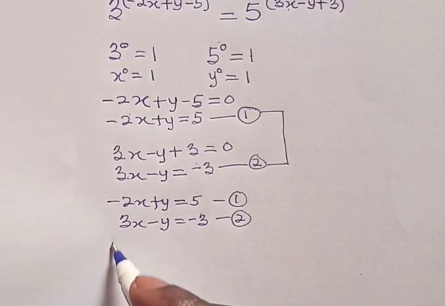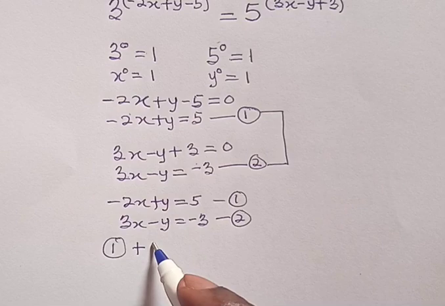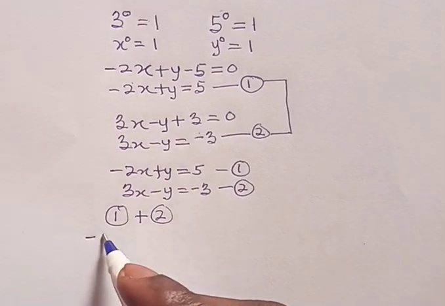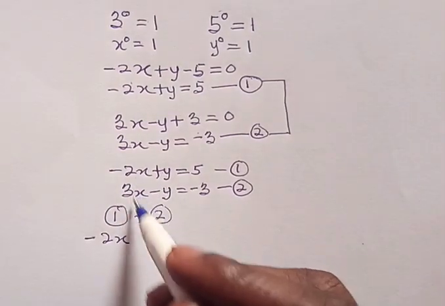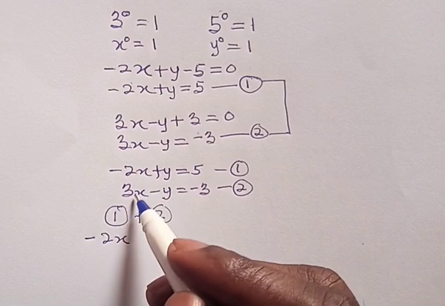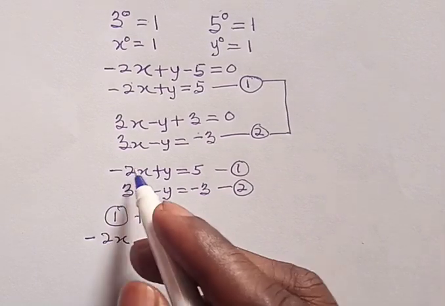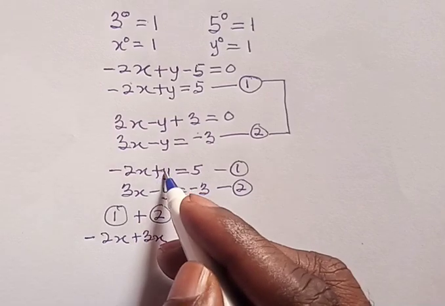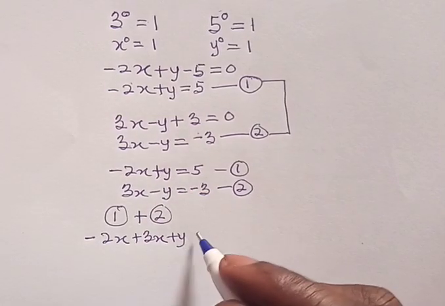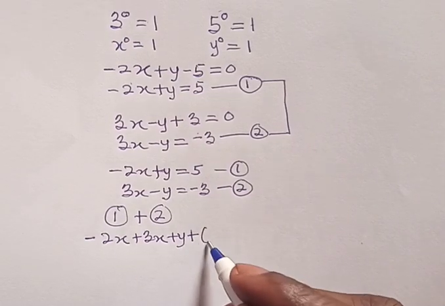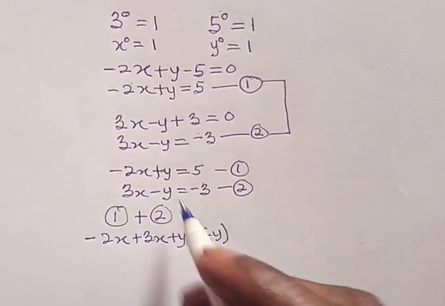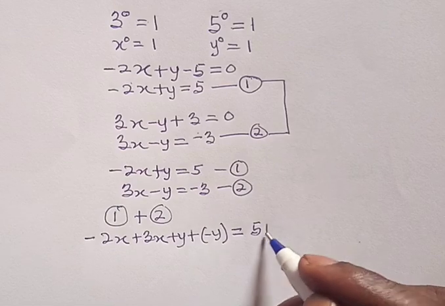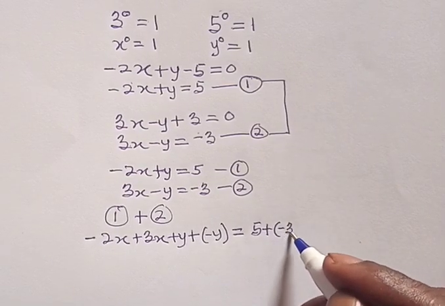So equation 1 plus equation 2. We are doing this. So let me write this as negative 2x. So it means we are adding corresponding expressions. So negative 2x plus 3x, then plus y, plus negative y. Good. And then it's equal to 5 plus negative 3.